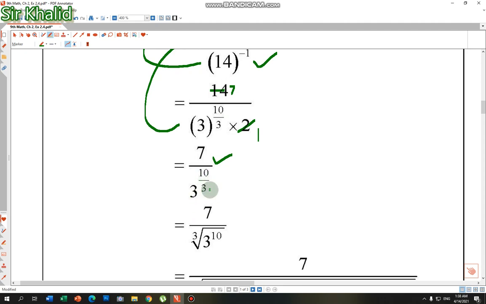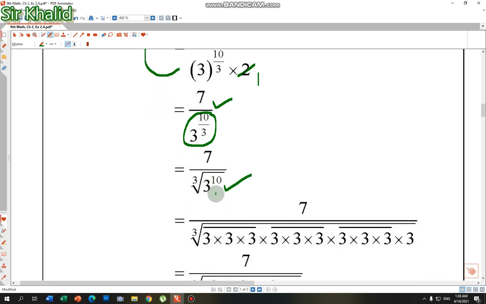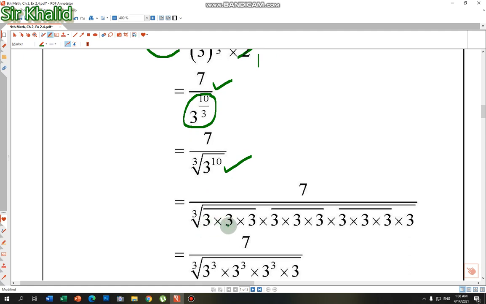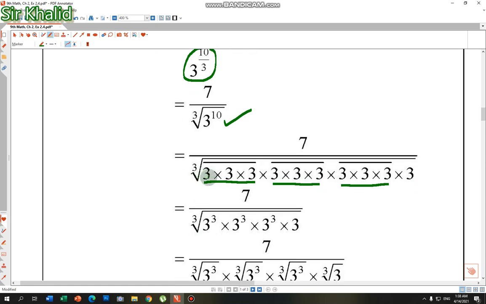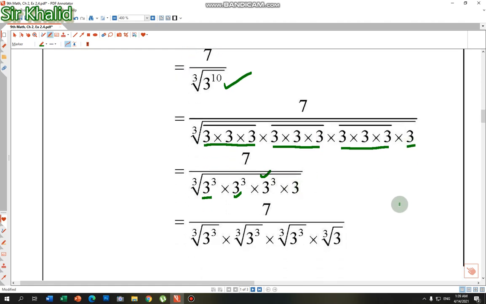Now this 3 power 10 over 3 is in exponential form. Write it in the radical form, just like this. 3 to the power 10 means 3 multiplied by itself 10 times. Make groups of three 3s: 3 into 3 into 3 can be written as 3 to the power 3. We have three such groups, 3 power 3 each, and one 3 which is not included in the groups.